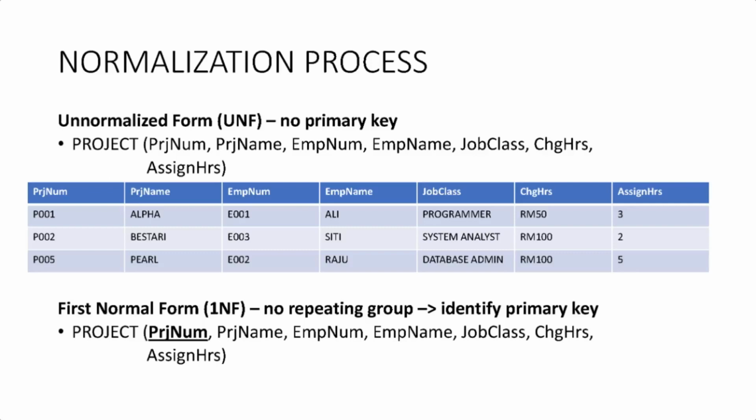So Ali worked for 3 hours, at RM50 per hour. Ali is a programmer, RM50. So altogether, Ali is paid RM50 times 3, RM150.